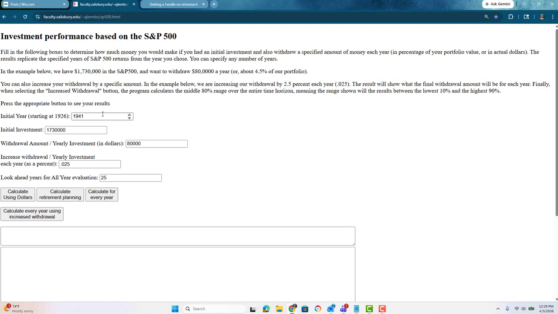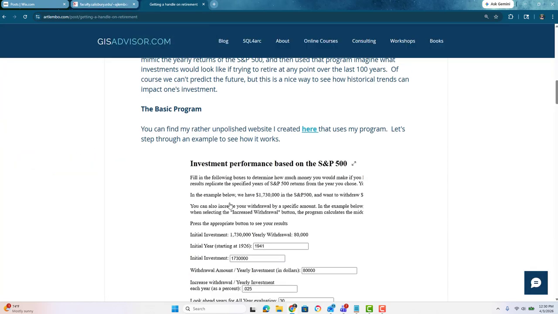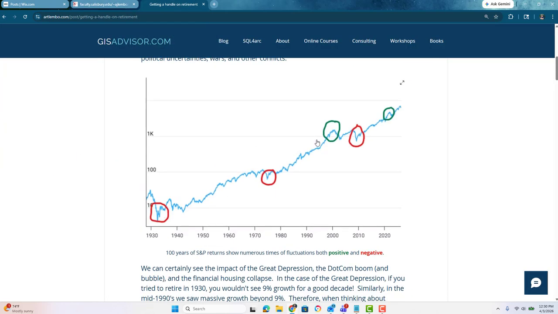I created a small program that basically looks at the performance of the S&P 500 over the last close to 100 years. Even though the S&P 500 has grown about 9% per year, that's not really accurate in terms of how things work in reality, right? Because sometimes you can have a down year and sometimes you can have an up year. So you can see that here, and I pointed this out in my blog.